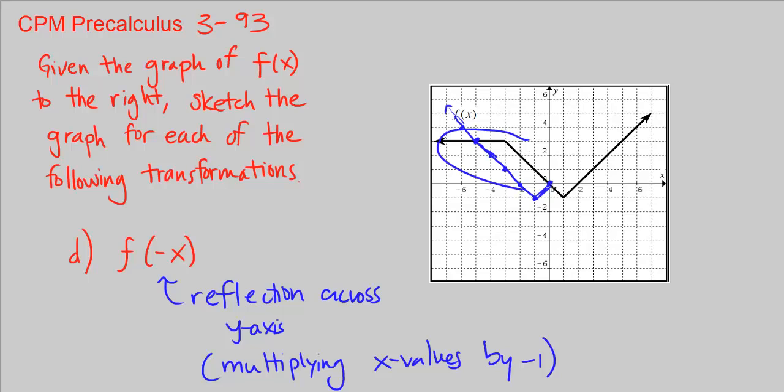Now let's go ahead and continue on with this piece. So reflecting this to the right, reflecting -2 to +2, reflecting -3 to +3, reflecting all of these here to all of these here. Okay? Alright, so there's our reflection across the y-axis. And we have finished with CPM Precalculus Chapter 3, number 93.